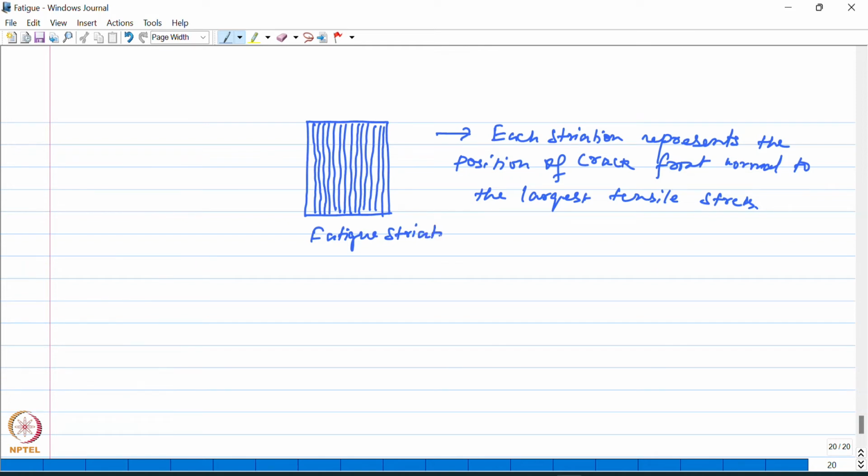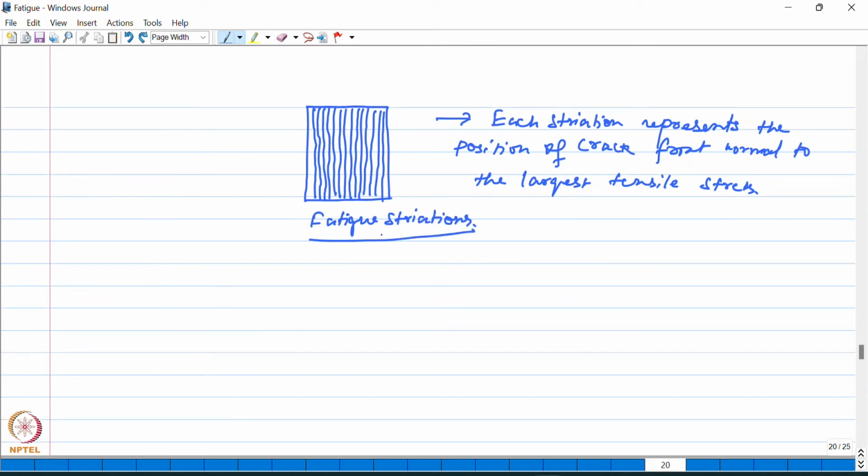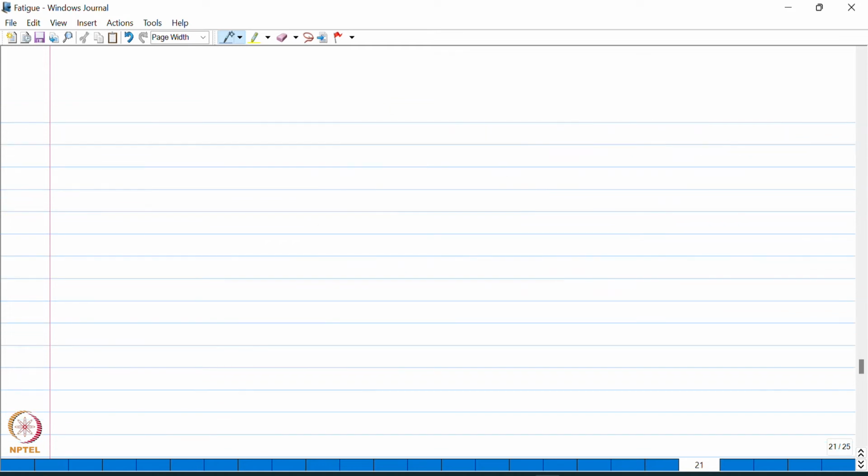Presence of the striations on the fracture surface is a confirmation of fatigue failure. However, their absence does not exclude the possibility of fatigue fracture. Now, the other notable characteristic of stage 2 crack growth is that the crack propagates by a crack tip blunting process.